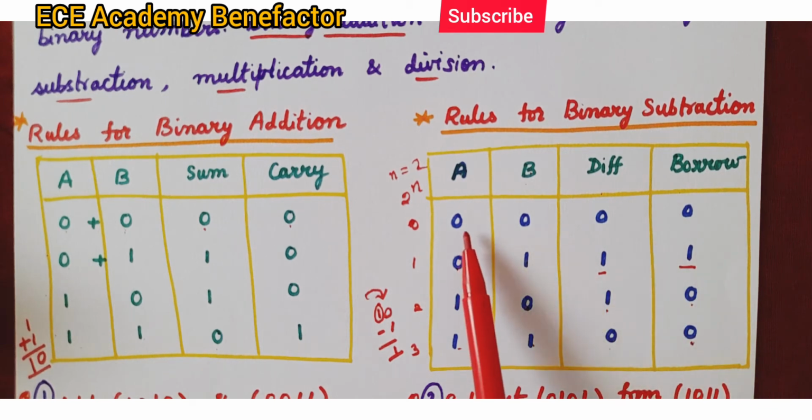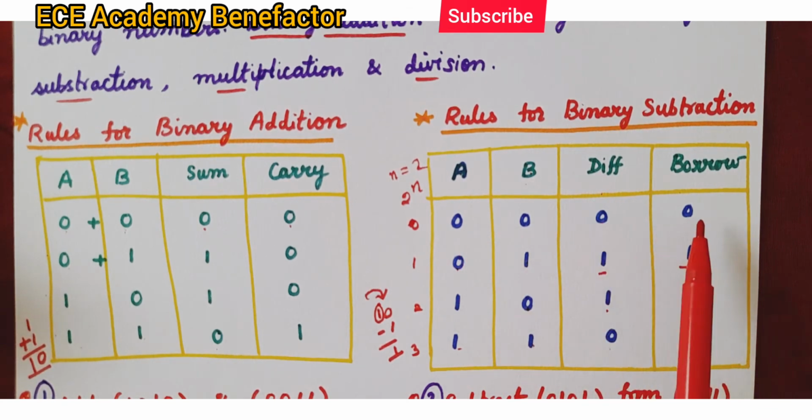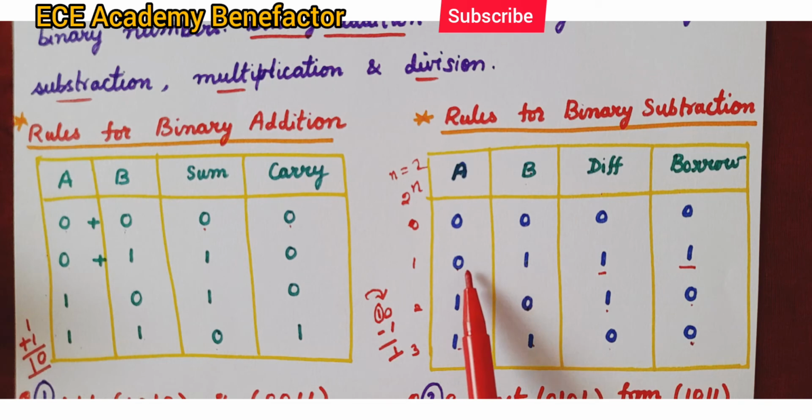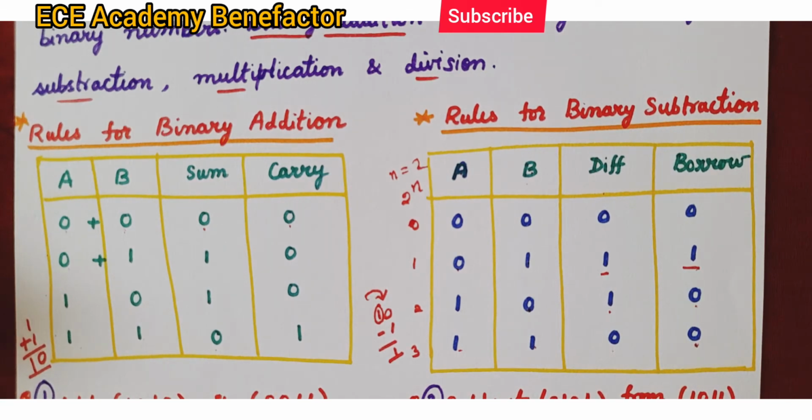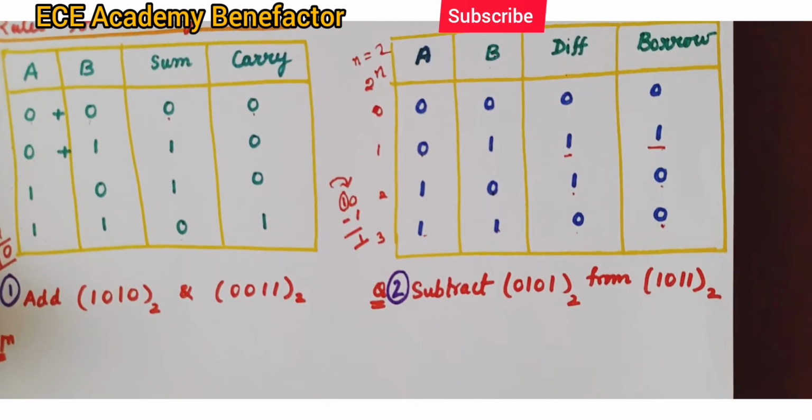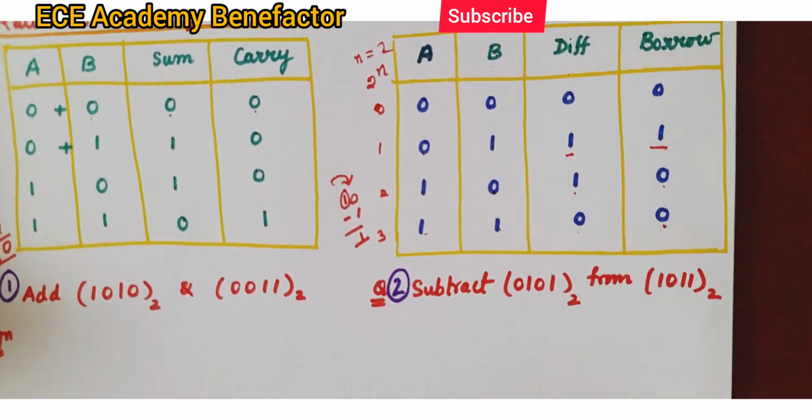For 0, 0 difference is 0, borrow is 0. For 0, 1 difference is 1, borrow is 1. For 1, 0 difference is 1, borrow is 0. For 1, 1 difference is 0, borrow is 0. You have to remember these rules for solving problems. So, let us start with the first problem.